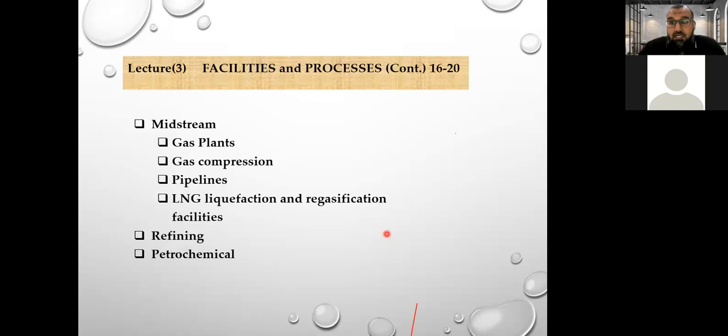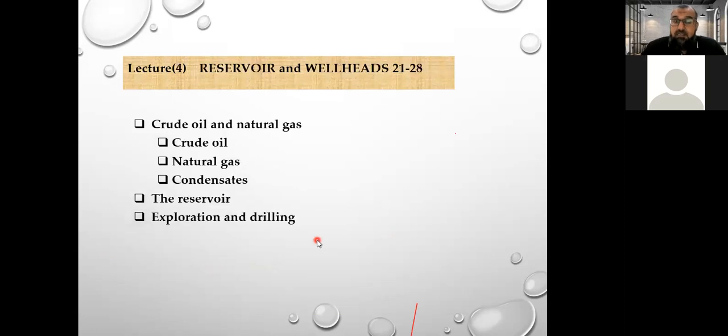Lecture number 3, we will continue about the facility and the process. We finish upstream in the second lecture. Then we will speak about midstream. After that, we speak about downstream, which is refinery and petrochemical. Lecture number 4, we'll speak about reservoir and wellhead. This is in the upstream field. So we'll speak about the crude oil and natural gas in detail.